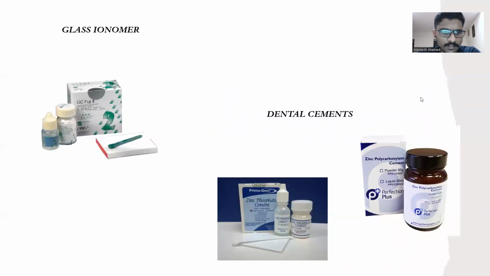And there are still so many other materials which are used for restoration of tooth surface. Some materials are used alone, and some materials are used in combination with other materials. One important material is the glass ionomer cement. The glass ionomer cement has several advantages. The most important feature is the property of fluoride release.